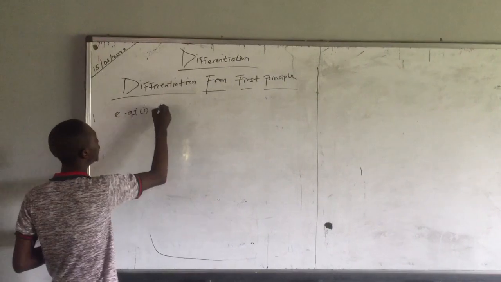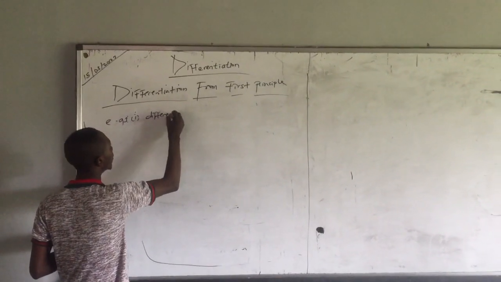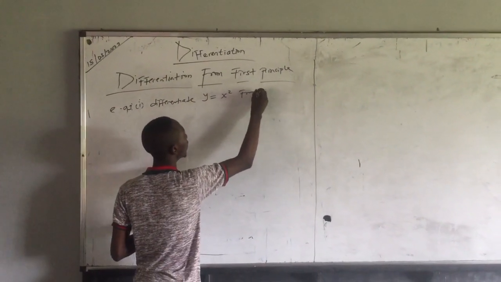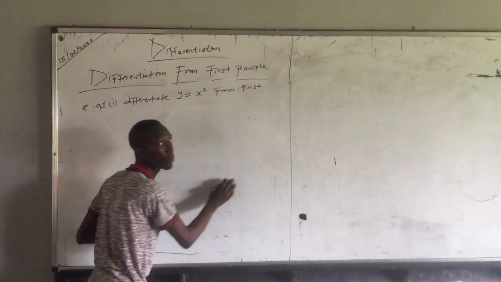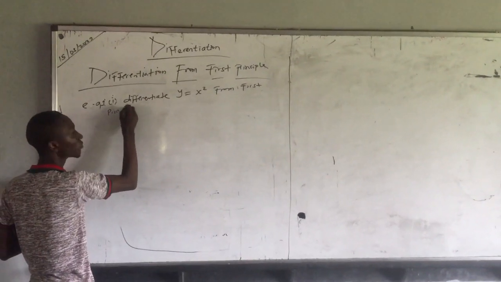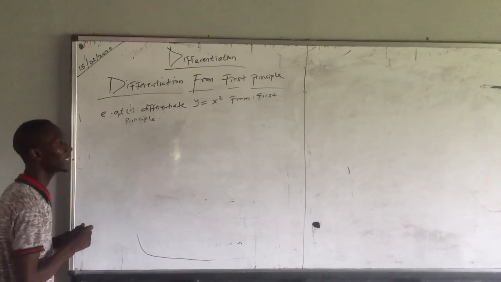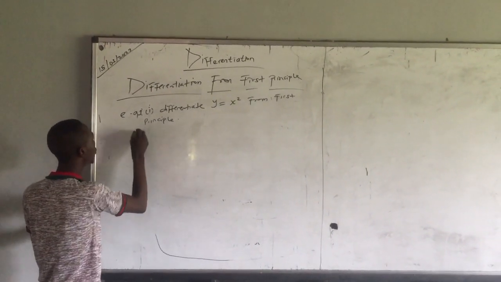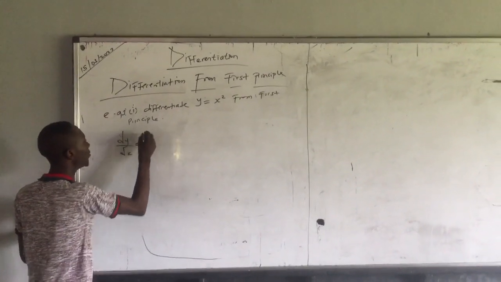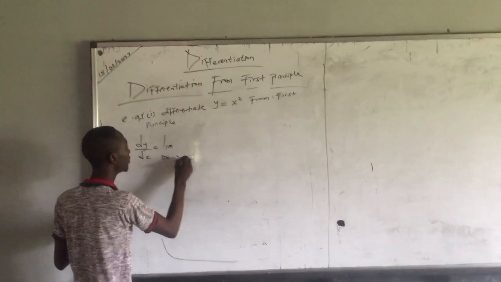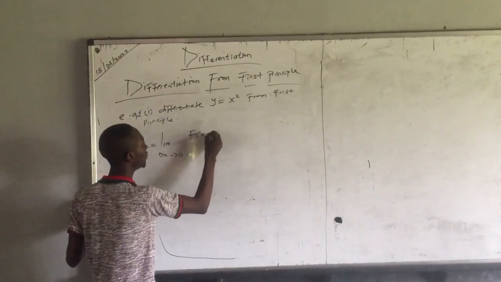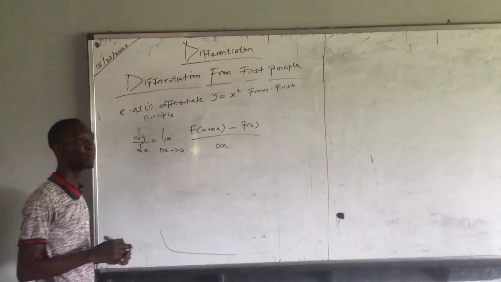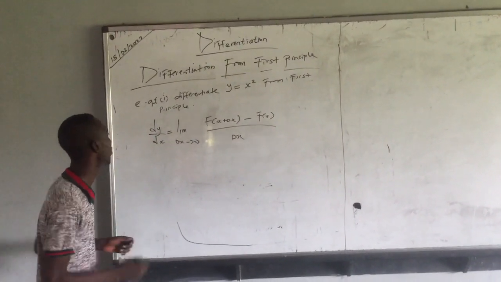Now let's differentiate y equals x squared from first principle. It is very simple. The dy/dx, remember the formula, as dx tends to 0, we have f of x plus dx minus f of x over dx. Just be patient with me, you will clearly understand this very well, it's simple.